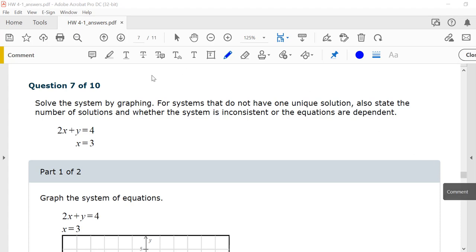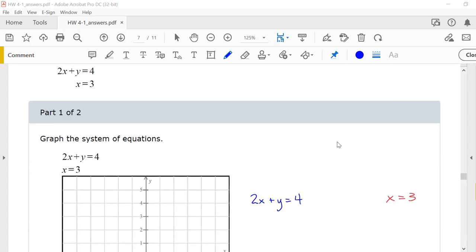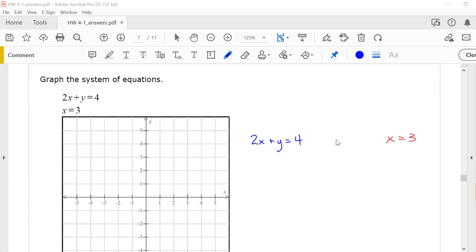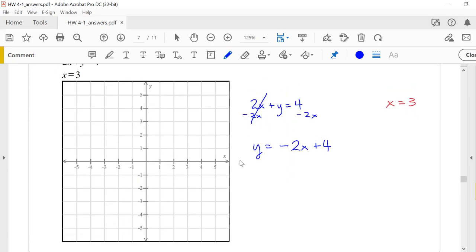Question 7. Solve the system by graphing. We have 2x plus y equals 4 and x equals 3. Okay, for the 2x plus y equals 4, I'm going to put that in slope-intercept form, y equals mx plus b, because that's easier for me to graph. I need to subtract 2x from both sides, and I get y equals, write the x part first, negative 2x plus 4. So to graph that, the y-intercept is 4, and the slope is negative 2.